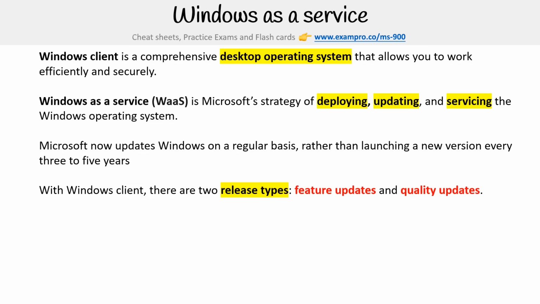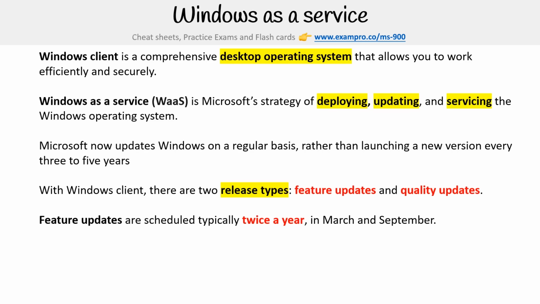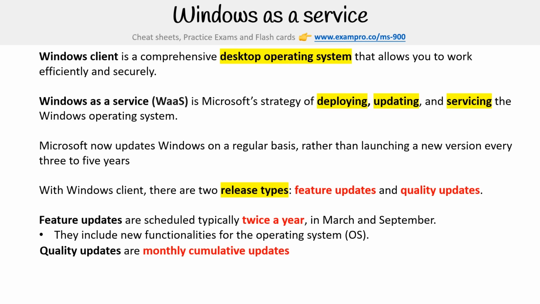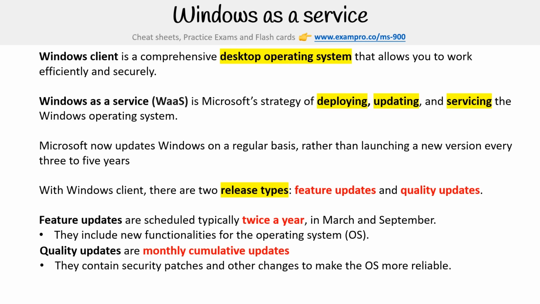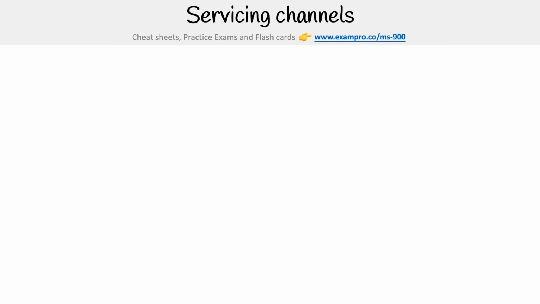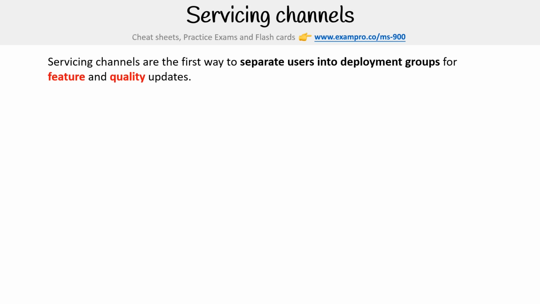With Windows Client, there are two release types, feature updates and quality updates. Feature updates are scheduled typically twice a year in March and September. They include new functionalities for the operating system. Quality updates are monthly cumulative updates. They contain security patches and other changes to make the operating system more reliable. Next, we'll be talking about servicing channels. So, servicing channels are the first way to separate users into deployment groups for feature and quality updates.